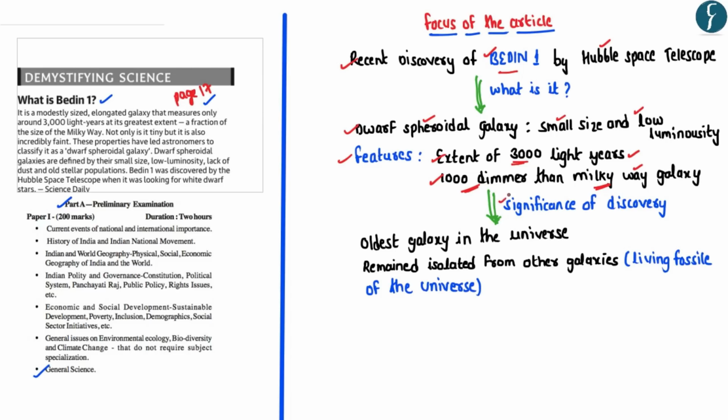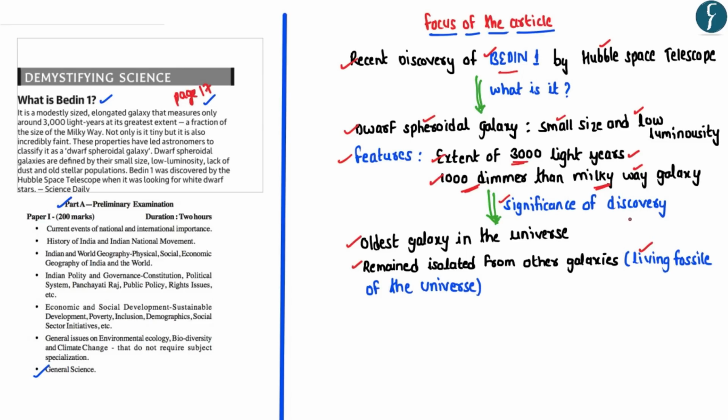Now, the significance of this particular discovery lies in the fact that Bedin 1 is considered to be one of the oldest galaxies of the universe. And so far, Bedin 1 has remained isolated from the other galaxies. Because of this, Bedin 1 is also considered by the astronomers as a living fossil of the universe.